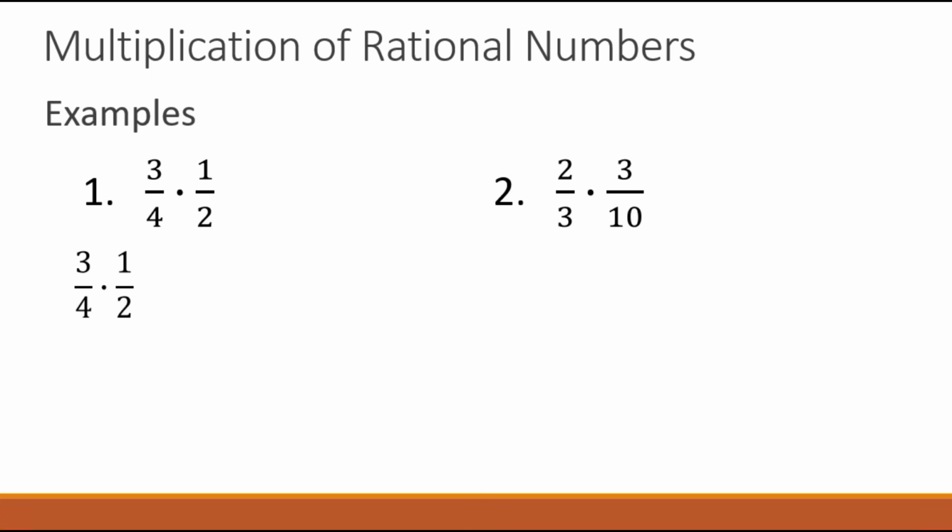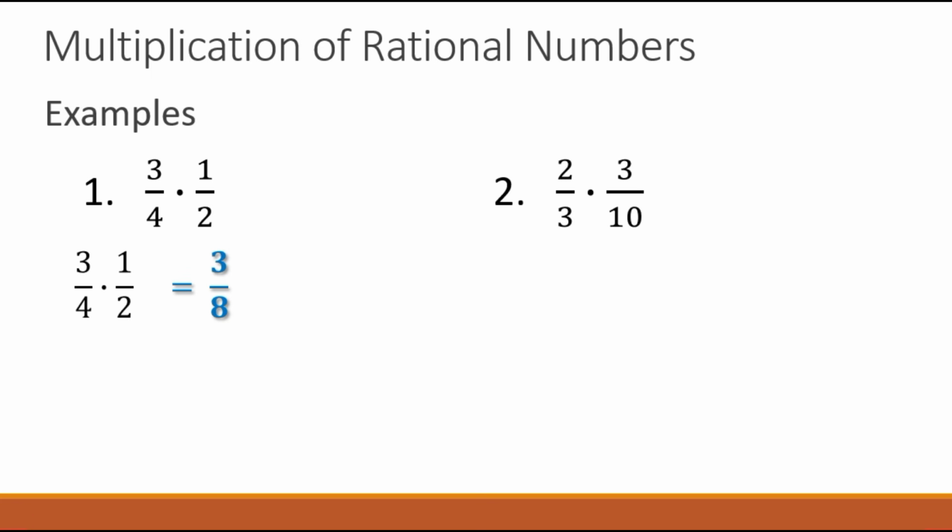So, first thing to examine here is look for numbers that can be cancelled. You may observe them diagonally. So, for 3 and 2, we don't have numbers that can be cancelled because they don't have common factors other than 1. For 1 and 4, we don't have common factors as well. So, we can now perform multiplication. To do multiplication, we multiply the numerator by the numerator all over denominator times denominator. So, doing that, 3 times 1 is 3. And then 4 times 2, that's equal to 8. So, 3/8 is our final answer.